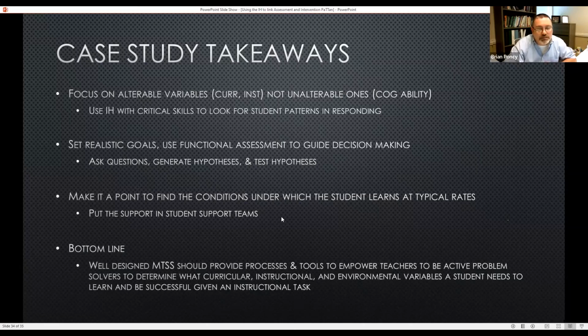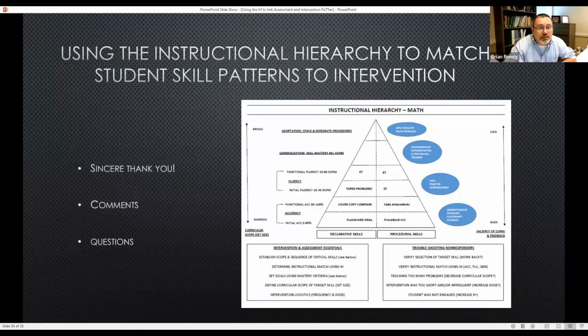Bottom line here is a well-designed MTSS should provide processes and tools to empower teachers to be active problem solvers to determine what curricular, instructional, and environmental variables a student needs to learn to be successful given an instructional task. And so my hope is that through this instructional hierarchy, hopefully today and with the interventions and with the website, I'll give you guys some things to think about and move forward working with your students. Again, thank you, and I'll open it up for any questions.